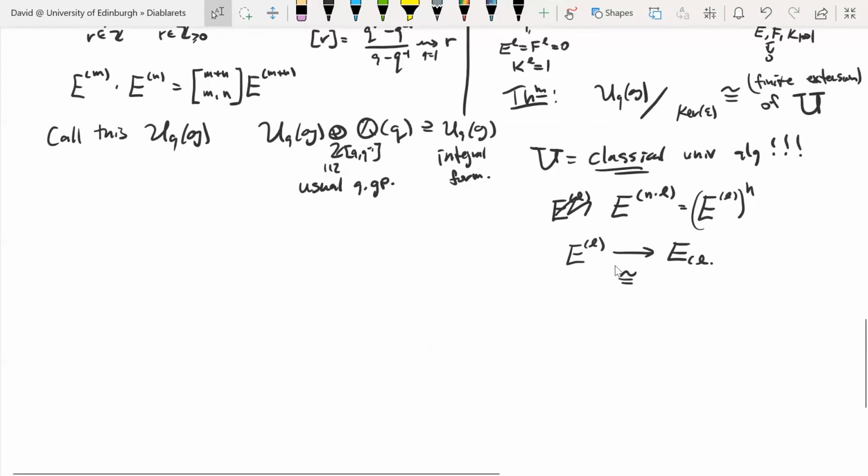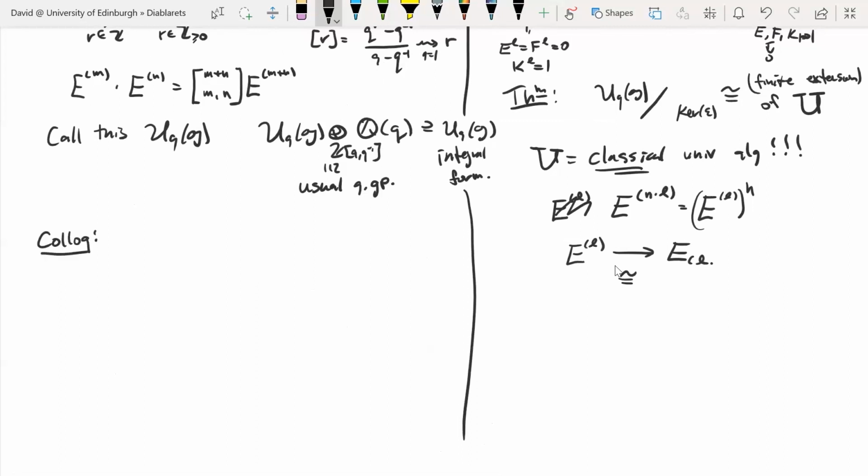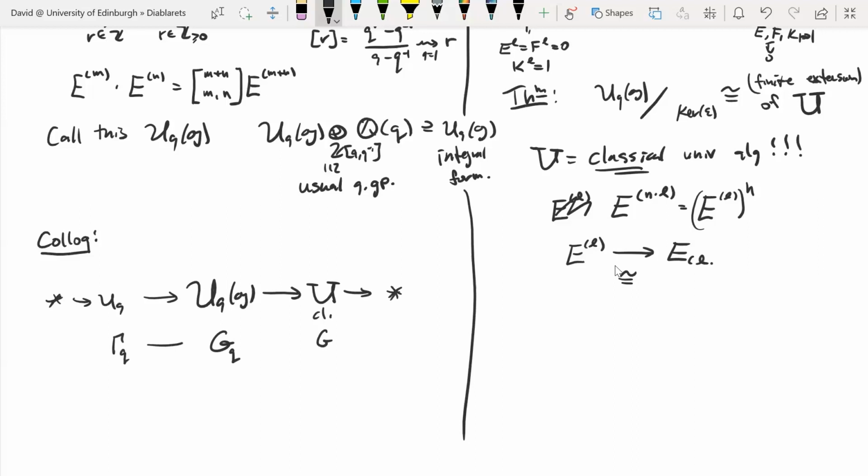Okay, so let me paraphrase what's happened here. Colloquially, what we've done is we've said that Lusztig's large quantum group has a quotient, which is the classical enveloping algebra, and it has a sub, which is u_q. So if we were thinking of these as groups, I might be inclined to think of this as the quantum group, this is the classical group, and this is some finite extension Gamma_q.